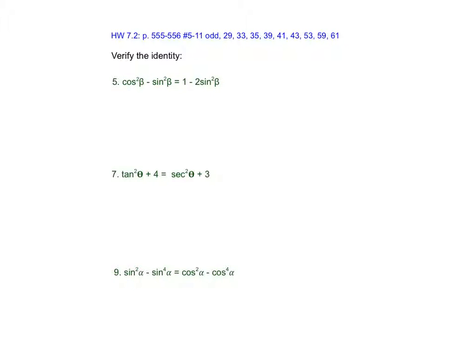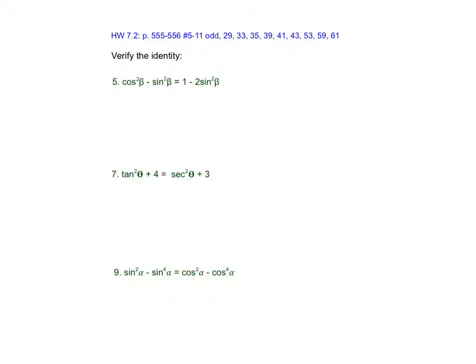This is the solutions to numbers 5 through 9 from homework 7.2. We're asked to verify the following identities. Remember, when verifying an identity, you work with one side and one side only and show step by step how you can transform one side into the other. So for number 5, I'm going to start working with the left-hand side.